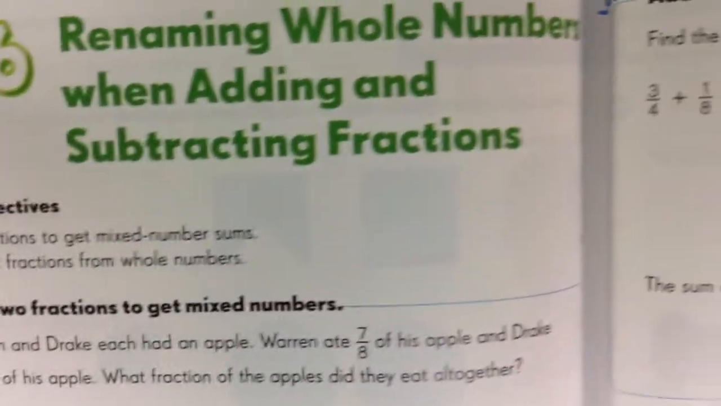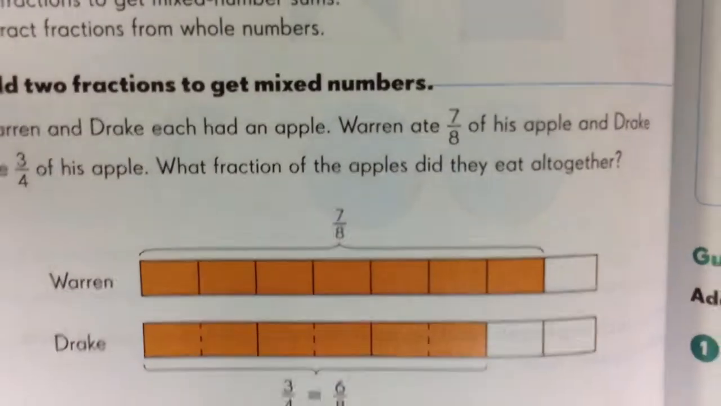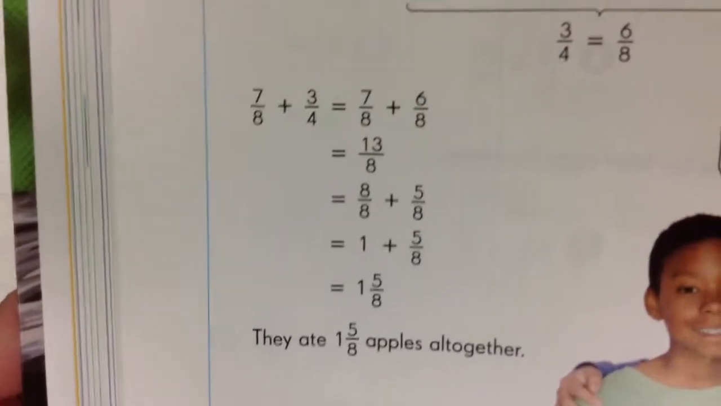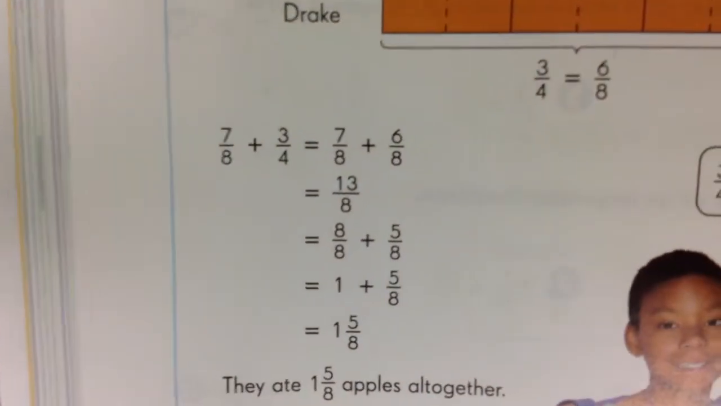Warren ate 7/8 of his apple. Drake ate 3/4 of his apple. What fractions of the apples did they eat together? Well, I'm going to actually take these calculations and act them out with fraction bars so you kind of see what the math is doing.